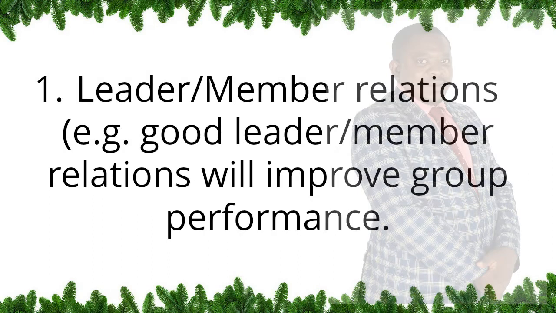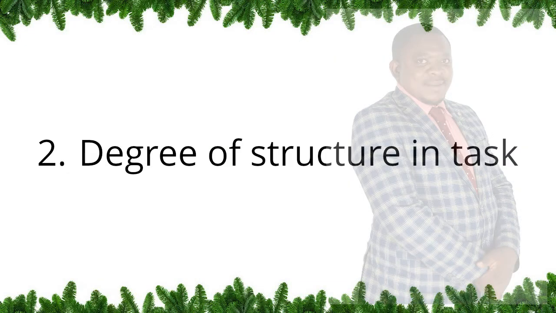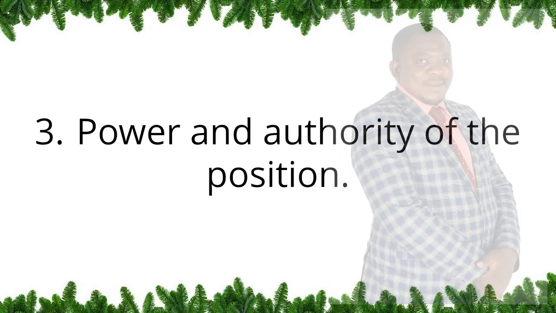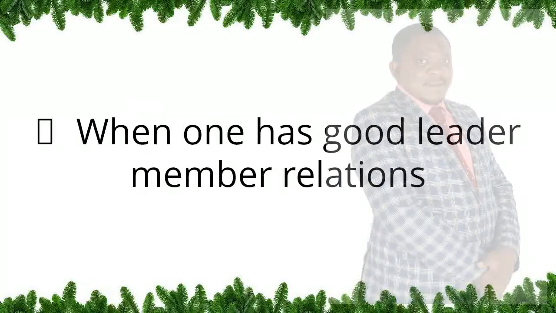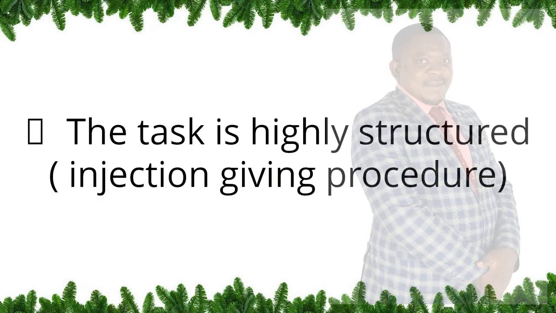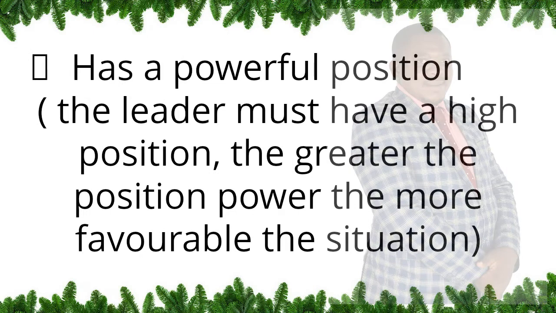1. Leader-member relations, e.g. good leader-member relations will improve group performance. 2. Degree of structure in task. 3. Power and authority of the position. These three situational variables can produce 8 possible combinations of situations, of which the most favorable to the leader are: when one has good leader-member relations; the task is highly structured, e.g. injection-giving procedure; and the leader has a powerful position. The leader must have a high position. The greater the position power, the more favorable the situation.